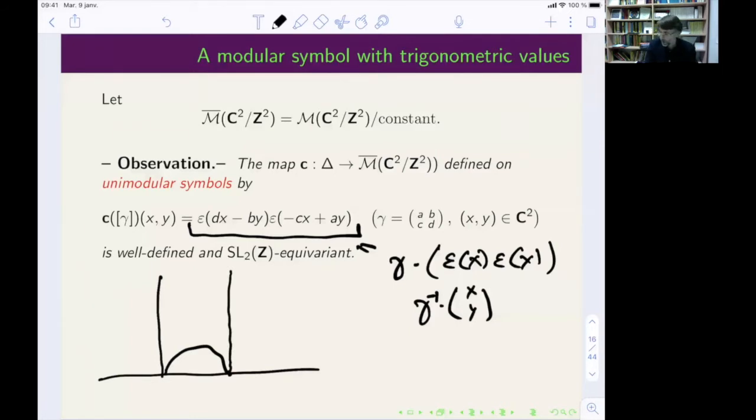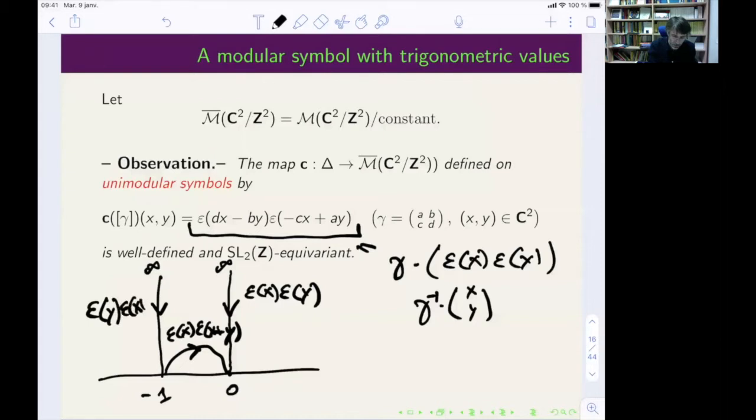So let's consider the triangle infinity, zero, minus one, infinity. Since all the triangles are obtained from this one by SL2Z translation, it's enough to consider only this one. And associated to the geodesic from zero to infinity, it's easy to check that the map we have constructed is just epsilon x times epsilon y. And similarly, the geodesic from minus one to zero is epsilon x times epsilon x plus y. And the geodesic from infinity to minus one is epsilon y times epsilon x plus y.